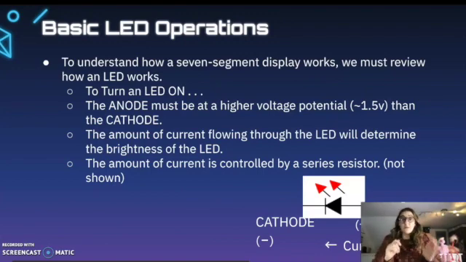Really quickly, let's talk about basic LED operations, because essentially a 7-segment display is just LEDs grouped together. To understand how a 7-segment display works, we have to review how an LED works. To get an LED to turn on, the anode has to be at a higher voltage potential, about 1.5 volts, than the cathode. The amount of current flowing through the LED will determine its brightness, or luminosity, and the amount of current is controlled by a series resistor. Down here you can see the cathode, the anode, these lights symbolizing luminosity, and our current flow, going from anode to cathode. The resistor is not shown in this graphic.